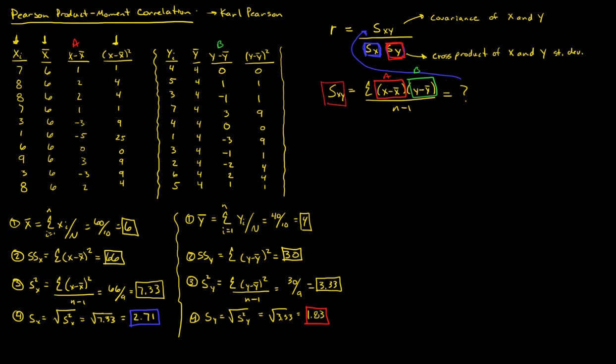So how do we get that? Well, we've got to have this cross product of the first moments, the cross products of the first moments. And so what I'm going to do here is just kind of separate this out and create a little column here that is the cross product column, which is going to be the x minus x bar multiplied by the y minus y bar column. So what does this mean?